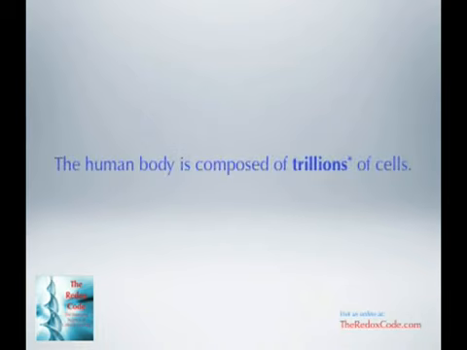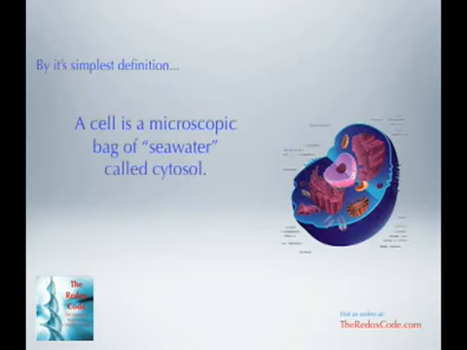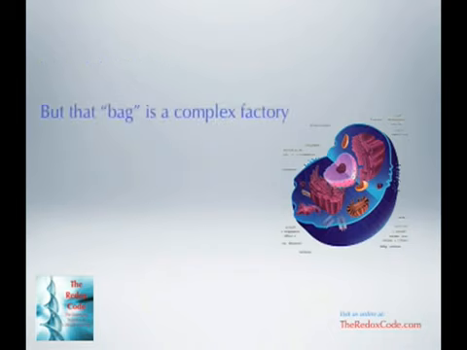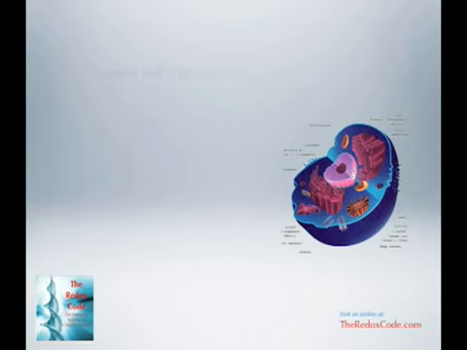The human body is composed of trillions of cells. That's 10 to the 14th power, or 100 trillion, according to Science Netlinks, a resource for teachers. Now, by its simplest definition, a cell is a microscopic bag of seawater called a cytosol. But that bag is a complex factory. It's formed out of proteins created from genetic instruction.